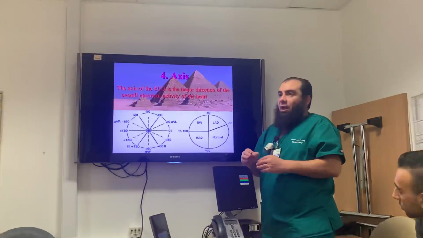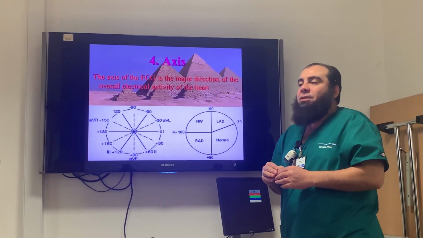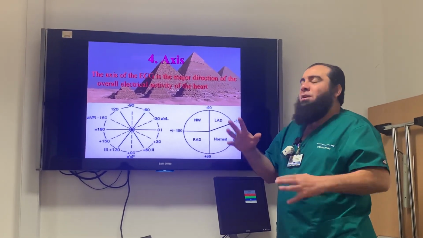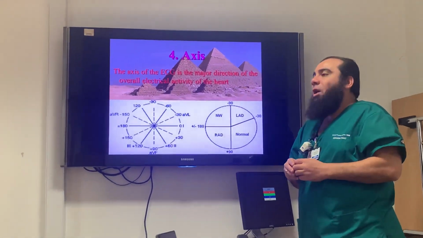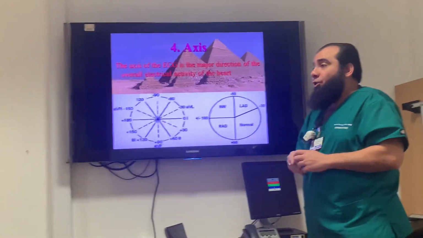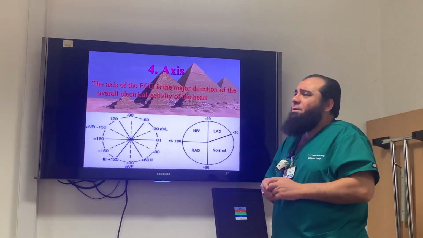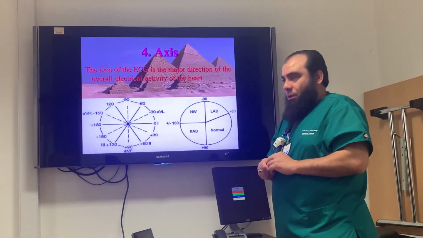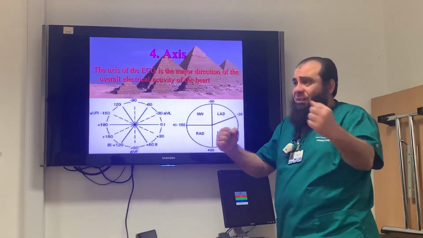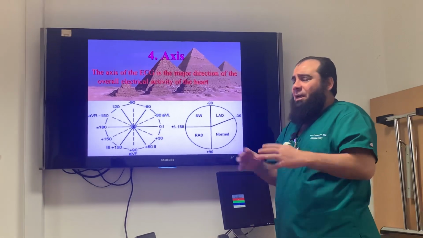We see it sometimes in VT, and in MI, because MI can make everything upside down. It can show an extreme axis deviation or indeterminate axis. Arrhythmias can show that, but we don't usually see it in normal ECGs, except if we have reversed limb leads or something done wrong with the leads.